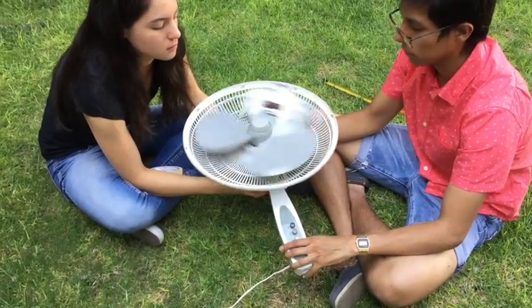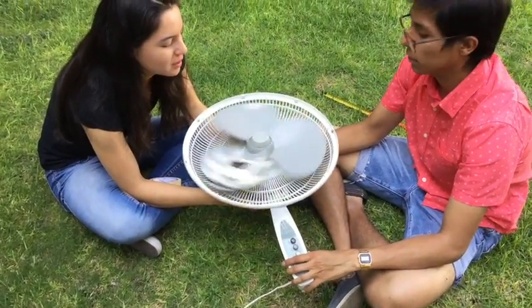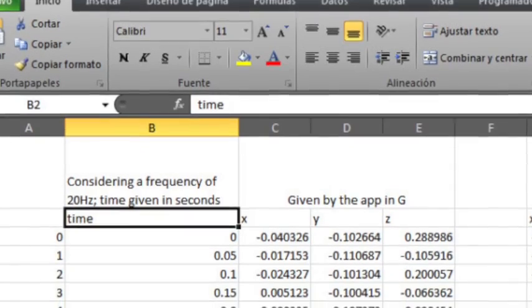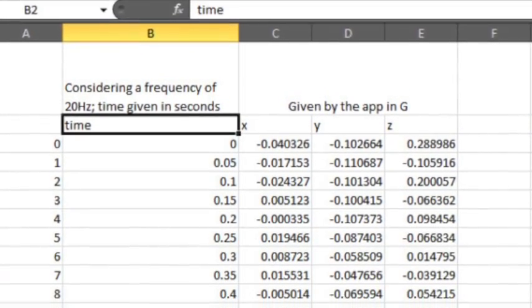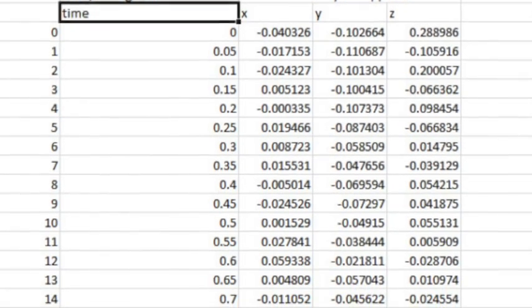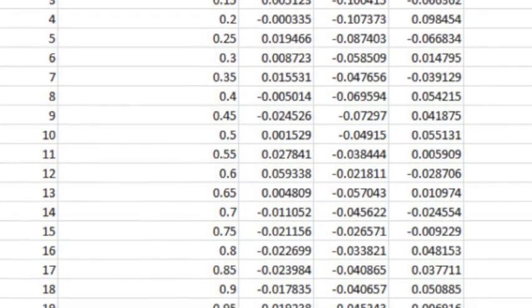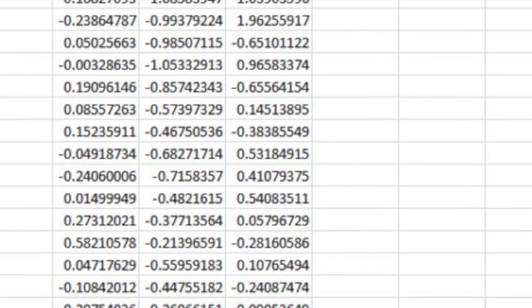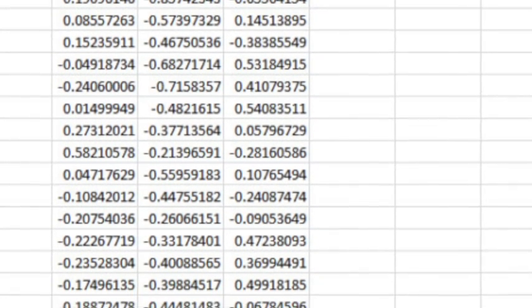The information obtained from the app was given in the unit G. 1 G is equal to 9.81 meters over square seconds. Since we needed meters over square seconds as a unit in order to find our values, we converted our data to said unit by multiplying it by 9.81. In this way, we found our radial acceleration in these units.